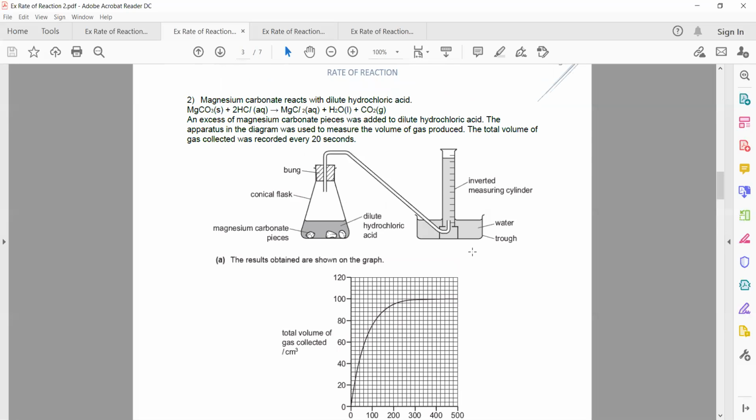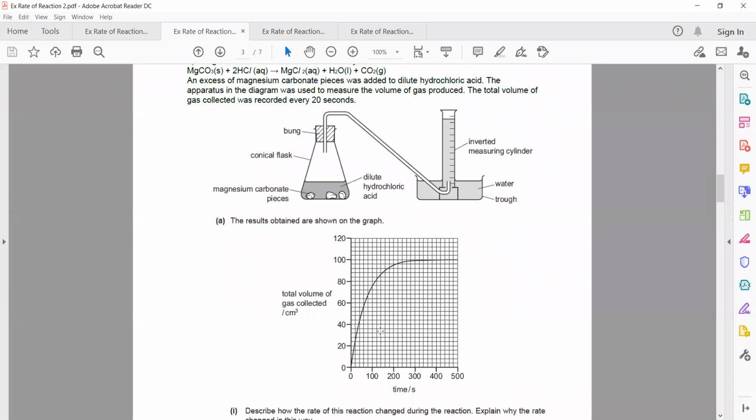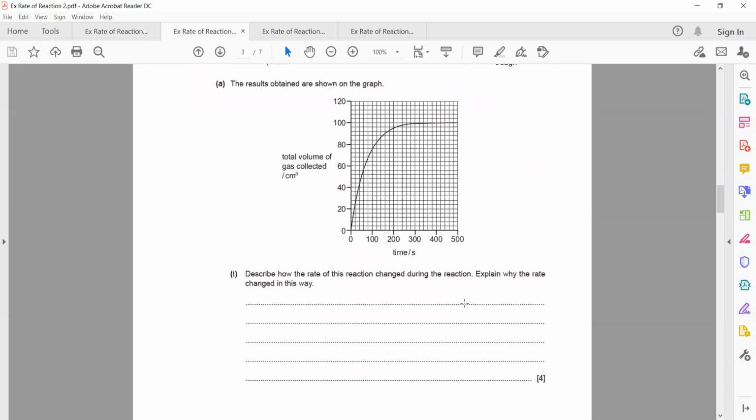Okay, in this experiment, question 2, magnesium carbonate reacts with dilute hydrochloric acid. An excess of magnesium carbonate pieces is added to hydrochloric acid. The apparatus in the diagram is used to measure the volume of gas produced. The total volume of gas collected was measured every 20 seconds. Describe how the rate of reaction changes during the reaction and explain why the rate changes in this way. So what is the reason why the rate of reaction changes in this way? And this is a 4-mark question.